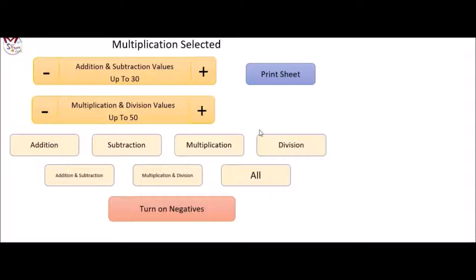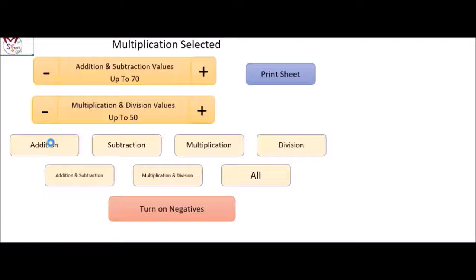Tarsia Puzzles from MathSuperstore.com. This is the four rules version. You can select the values of addition and subtraction. You can go from 10 up to 1,000. Multiplication and division goes from 5 up to 50. Here we have 80 and 50. We can just change it now, it's 70. The highest number in addition and subtraction will be 70.